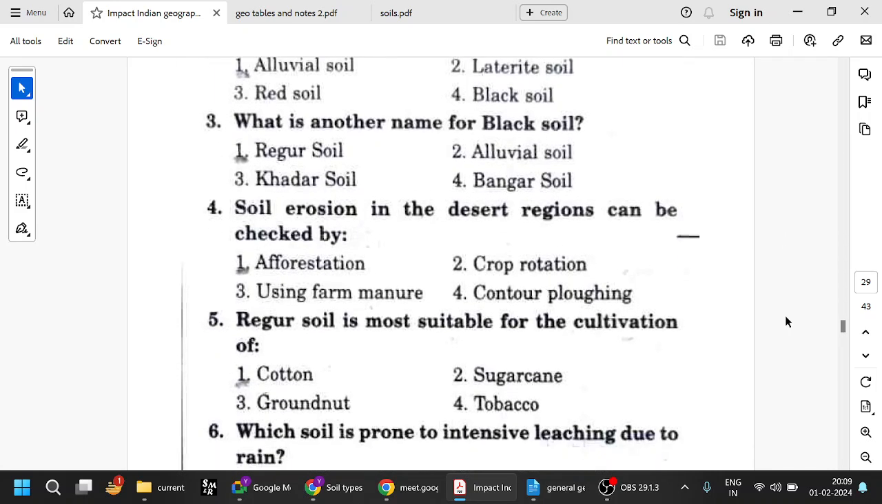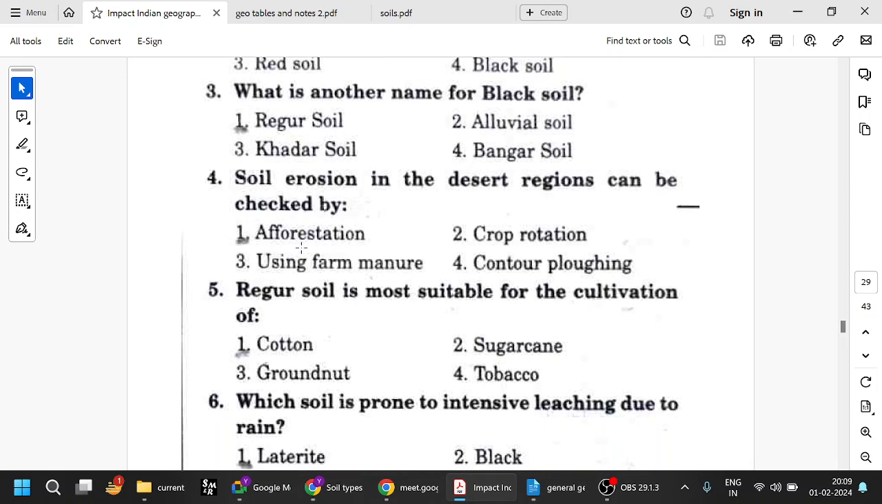Soil erosion in the desert regions can be checked by, again, afforestation. Crop rotation and contour plowing are also methods to check soil erosion, but the question is asking specifically about desert regions. So by increasing the number of trees and forest cover, you can put a check. Desert also does not stay static. Desert expands. In some places desert is lost because of afforestation, and in some places deserts keep expanding. New areas come under desert also, so that is not fixed.